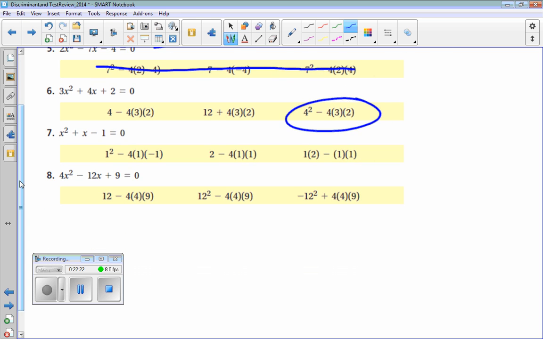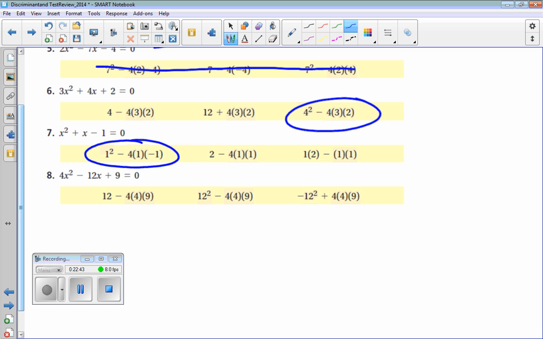B squared minus 4AC. The first one. Yeah. B squared because B is 1, minus 4 times A times C. I agree. That because it's positive? Well, let's decide. Let's first of all find the discriminant. Let's figure out how many solutions each of these have, okay? So let's try number 8 real quick.